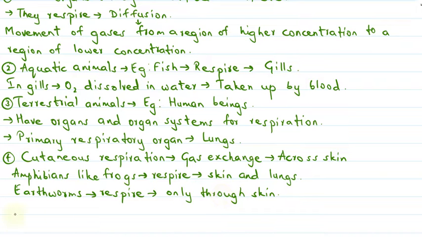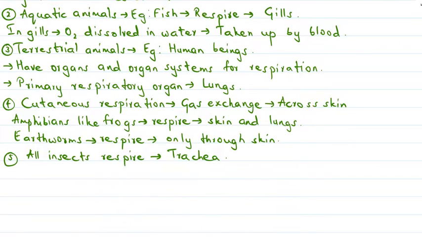Okay, so next we will see what happens in case of insects. So all insects respire with the help of trachea. Okay, so each and every cell in their body receives oxygen supply through this trachea.